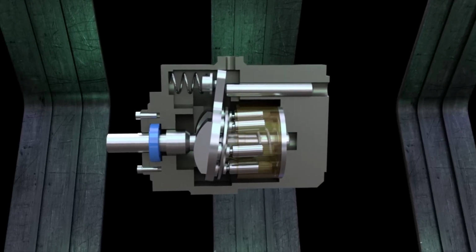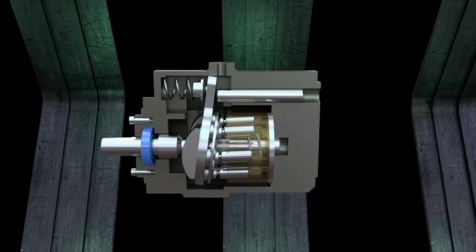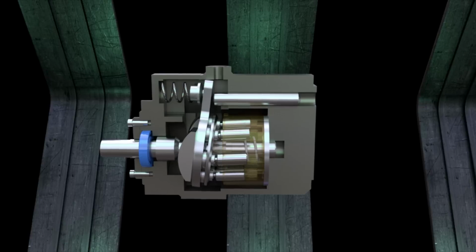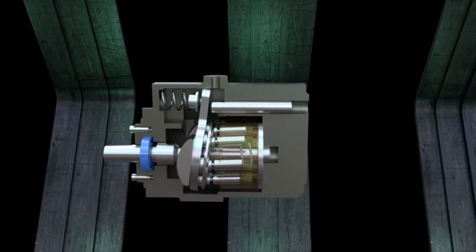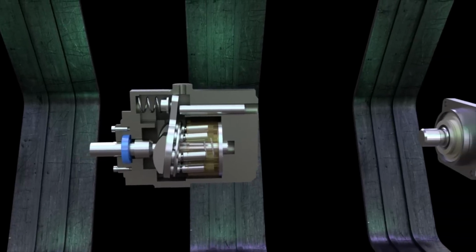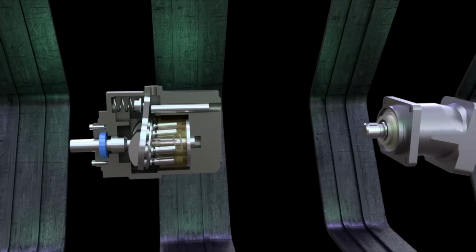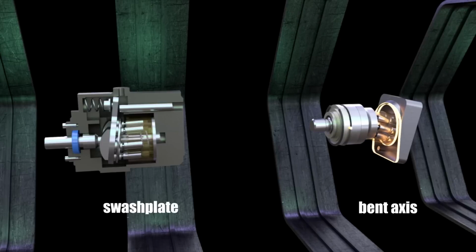To pump fluid, the pistons in the pump must move forward while the drive shaft rotates. Converting the rotational motion of the input shaft into the translational motion of the pistons is possible due to the inclined position of the bent axis, or the swash plate on which they rest. In the first case, the device is called a bent axis pump. In the second case, it is a swash plate pump.